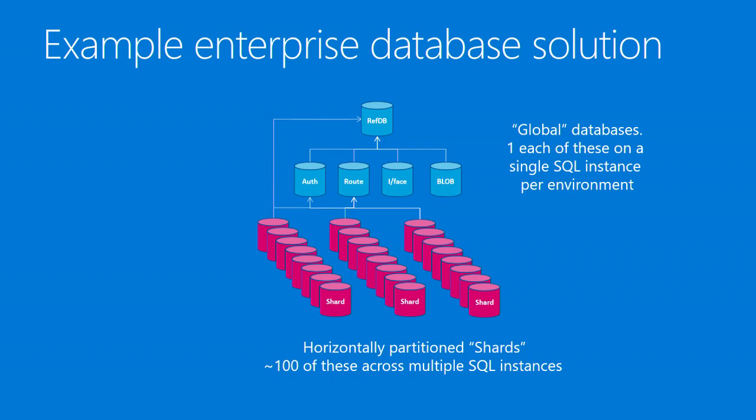So here's a typical solution. Looks kind of like the one I work with. The blue ones are some global databases. We've got one of each of those on a single instance per environment. There's a reference database, some authorization, some customer routing, some interface stuff, blob, it doesn't really matter. And then we've got several horizontally partitioned databases, or shards. The numbers aren't quite right, but we've got a hundred of these. And every one of those shards has the same schema. Should have, but there are some slight differences. So that's one of the first things we have to deal with.